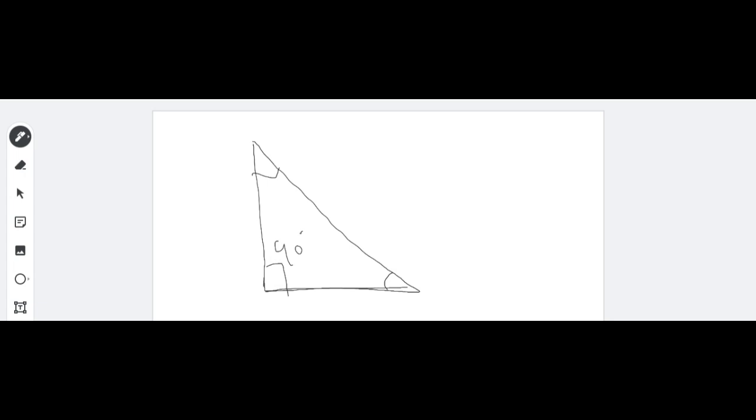The other two angles. What are the other two angles? Collectively they are 180, but what will be here and what will be here? There is a 90 and two other angles. If the total sum is 180, then here we have 90. So how can we calculate the other angles of the triangle?